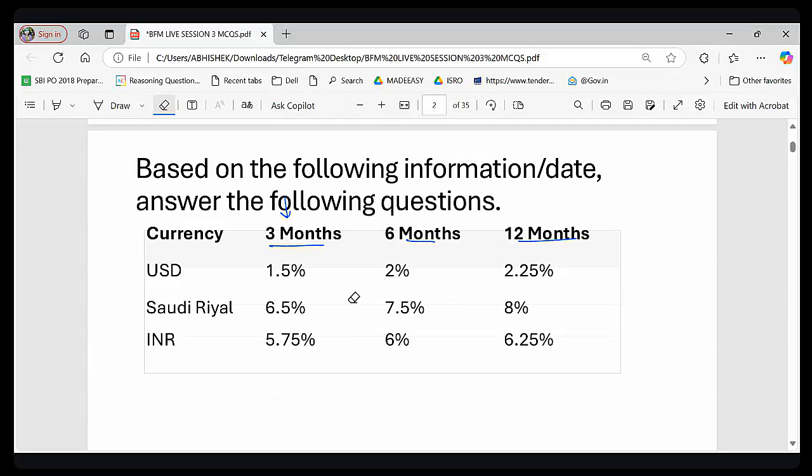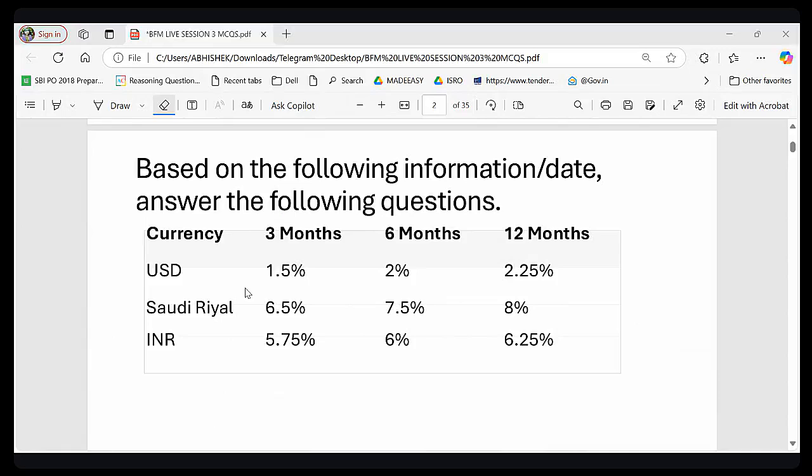Now I hope you have gone through this question. Let's break it down step by step. First, a quick question for all of you. What is the 6 month interest rate for USD and INR in the table provided? Such types of case studies are asked in the examination. Type your answer. First of all, tell me what is the 6 month interest rate for the US dollar?